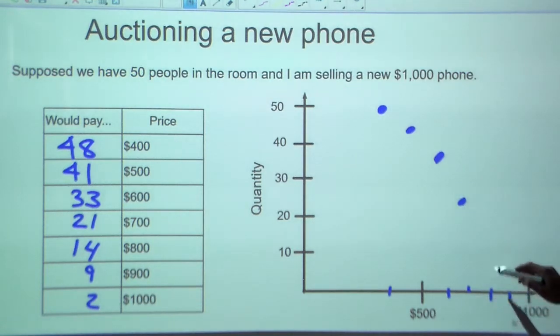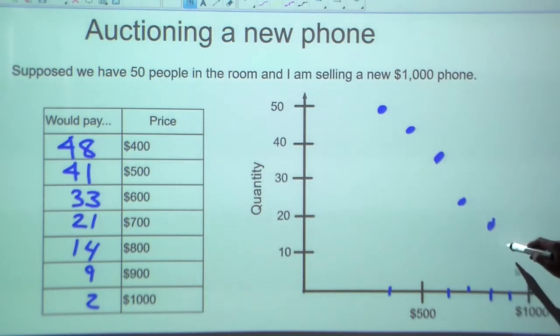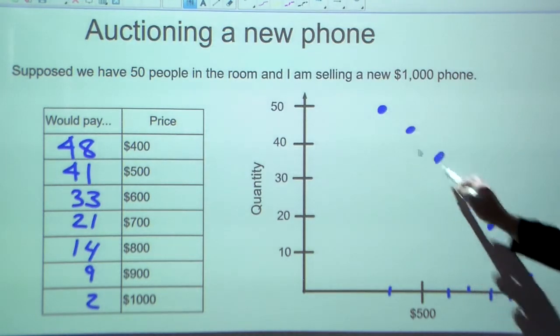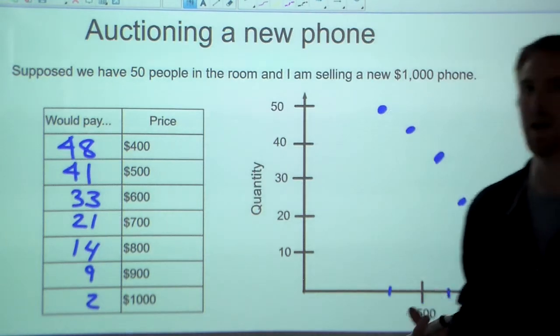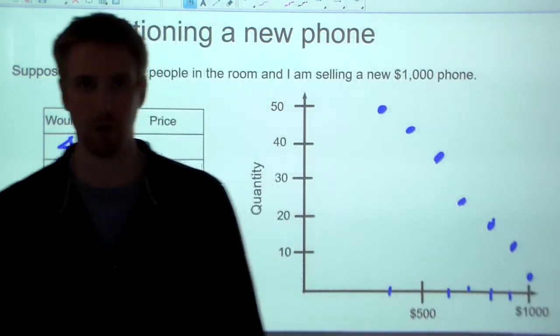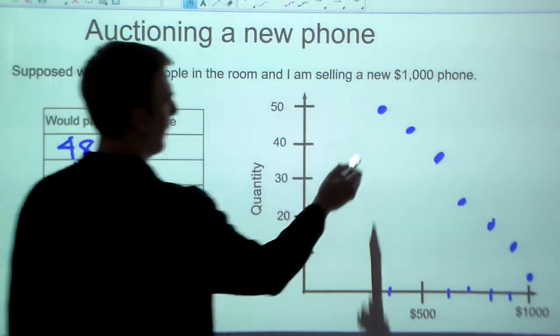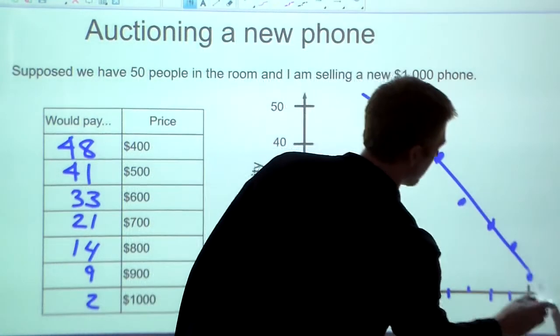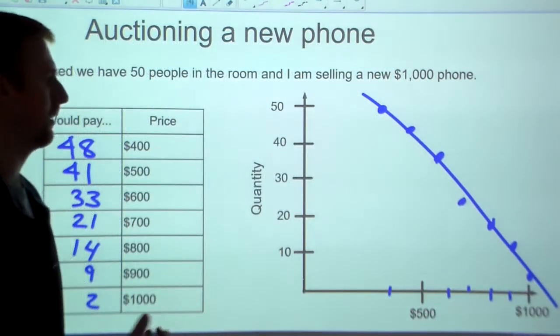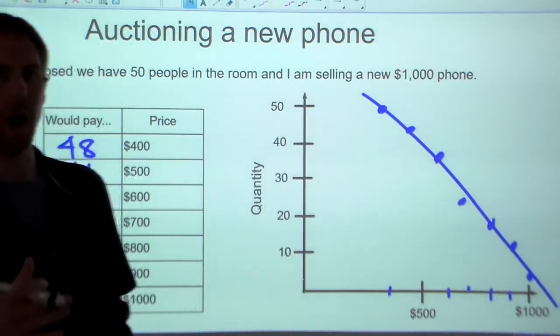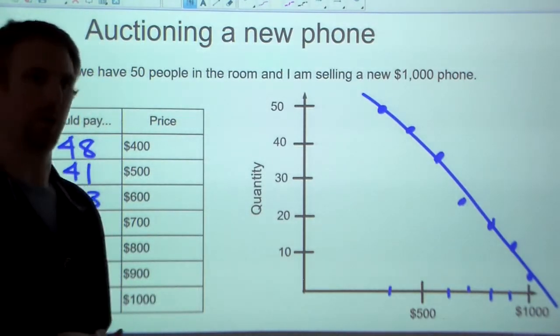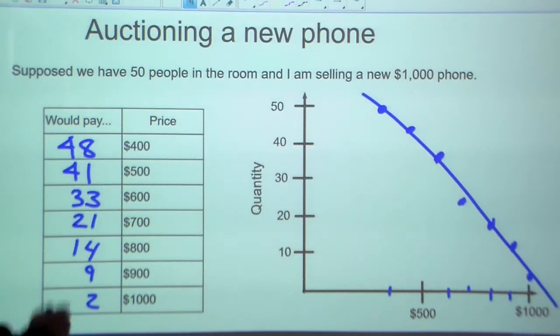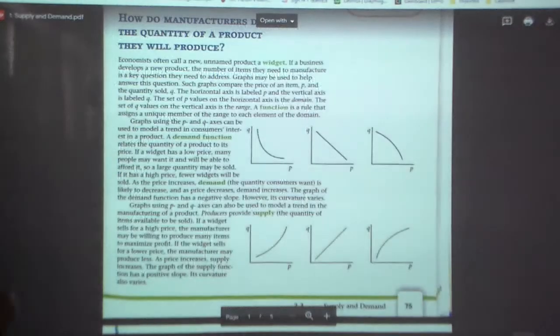So 800 was 14, 900 was 9, 3 people down here. So it's not perfect, it's never going to be a perfectly straight line. But for the ones we're going to do, they are going to be lines of best fit. So you'll put a line of best fit through it, and that'll be what we call your demand curve. And I'm going to show you at the end mathematically how you can create that. But demand curves are always going down from left to right.